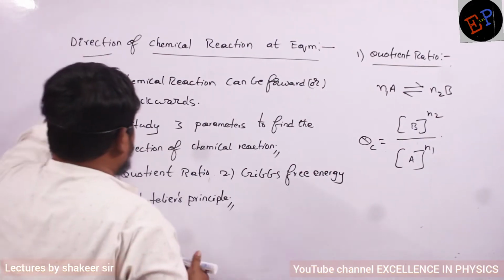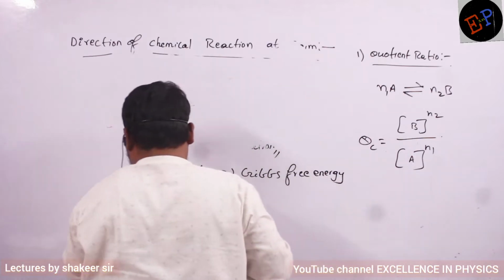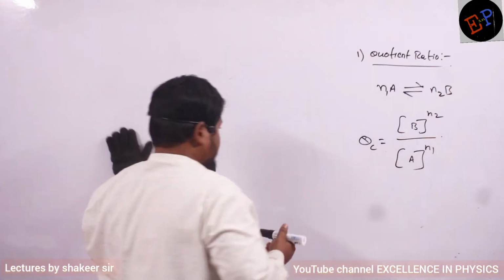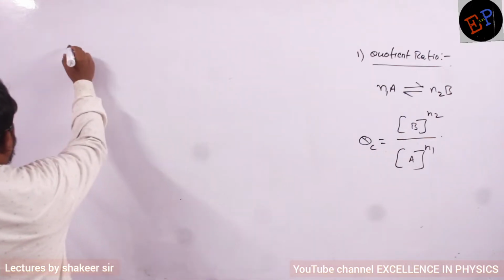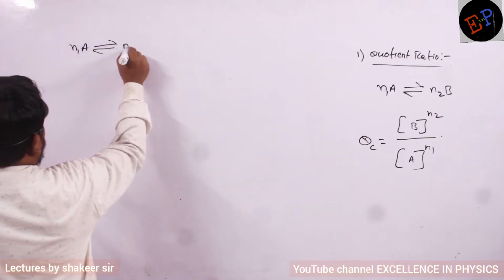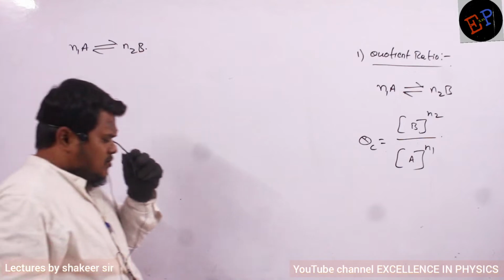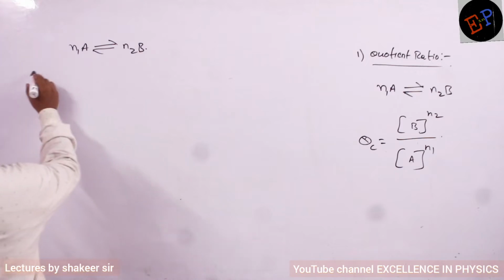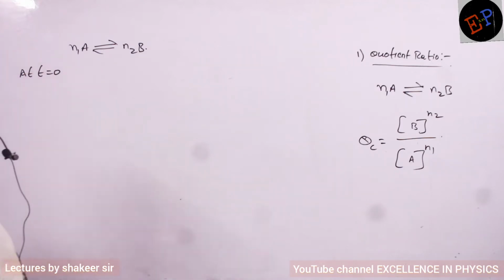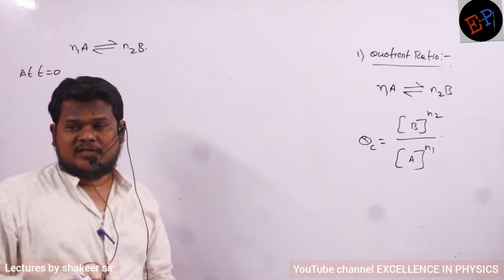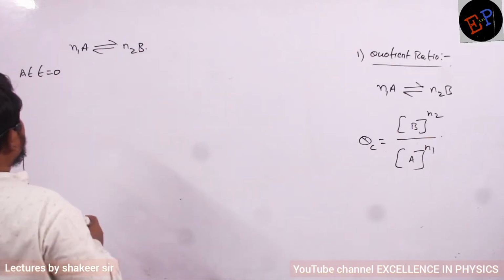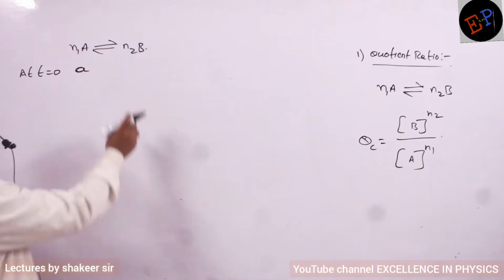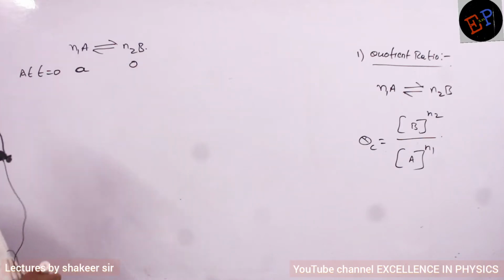Now let us try to understand this quotient ratio. Here, what is the reaction we have taken? n1A converting into n2B. This is the reaction which I have taken. So already we have studied, always we take 2 conditions. What are the 2 conditions? First condition is at time t equal to 0, that is when chemical reaction is about to start. In that condition, let us consider there are a moles of reactant A. Then how many moles of product will be there? 0 moles of product will be present.